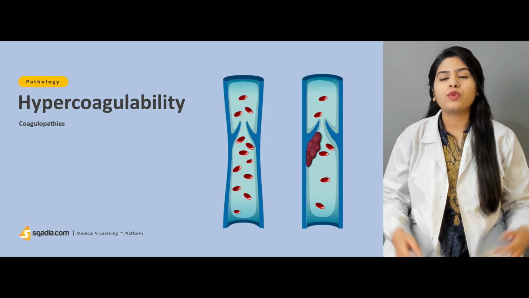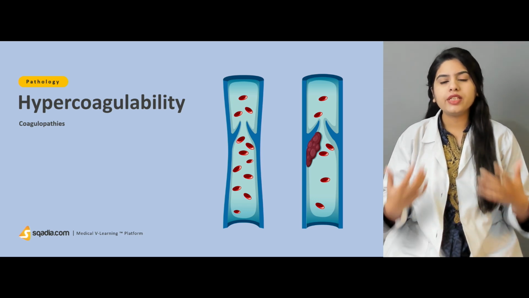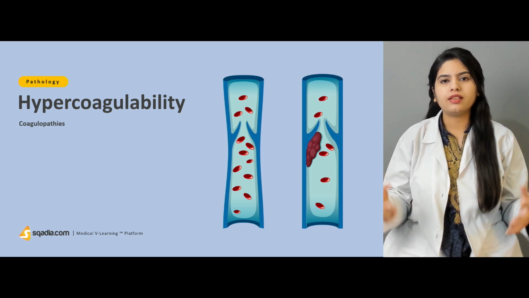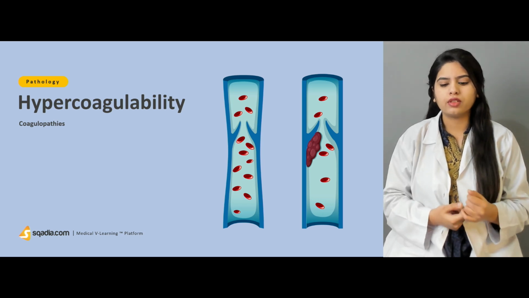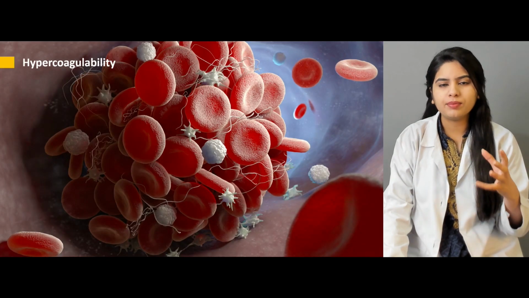Hypercoagulability is the kind of coagulopathy where there is an increase in the coagulation. There is an increase in the formation of the blood clot and the flow of the blood is obstructed. So this is the condition that is opposite to increase in the bleeding.